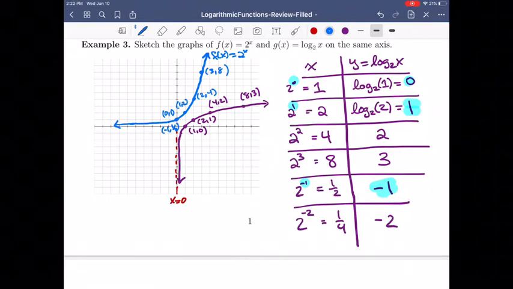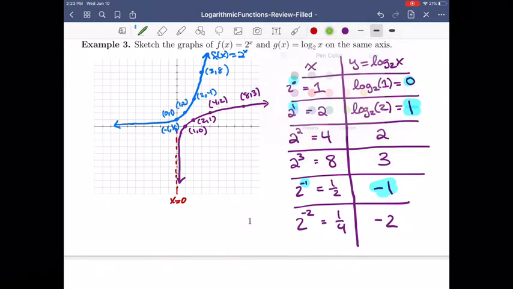What do you notice about all of these points? The blue points and the purple points, they're just flipped over. All I did was switch the coordinates. That's not a coincidence. These graphs are actually a reflection of each other in the line y equals x.